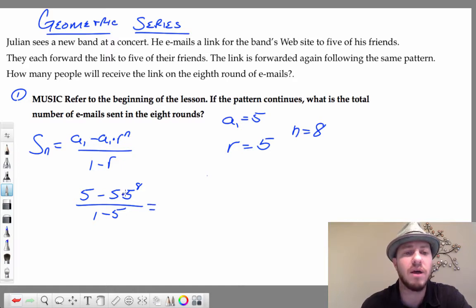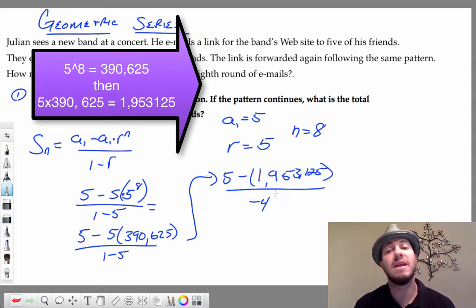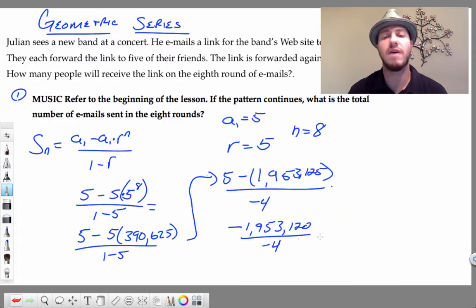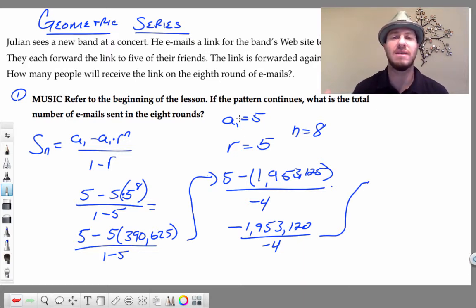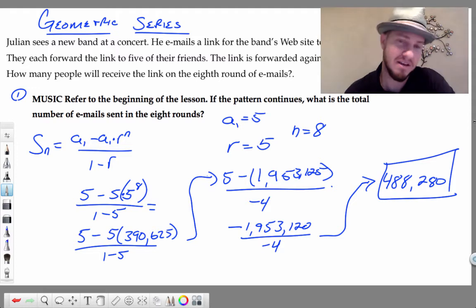And do your order of operations. Remember, this is a key point. You've got to do your exponents before you're multiplying. So raise 5 to the 8th, you get 390,625. I've got to multiply that with 5. And then I'm doing 5 minus that. They're both negatives. You're dividing, it becomes a positive, and it should become a positive because you're adding all the number of people that the email was sent to, which should be a positive, and you get 488,280.